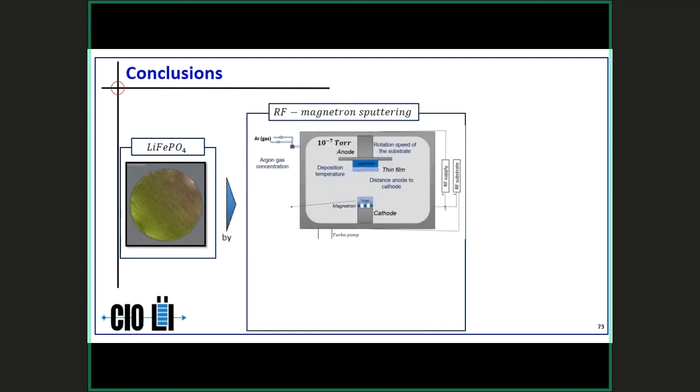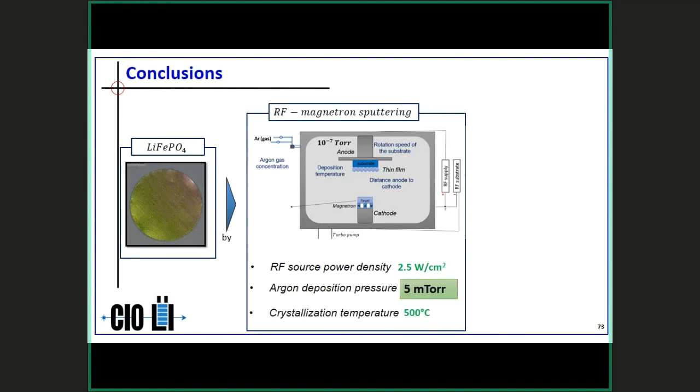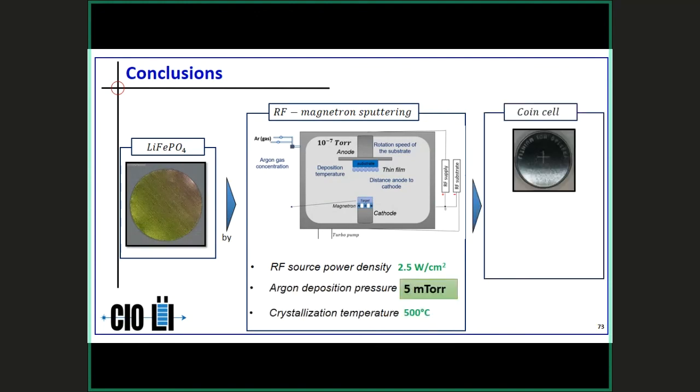Conclusion: in this short work, we produced lithium iron phosphate by radio frequency magnetron sputtering. We used these parameters: 2.5 watts per square centimeter, the smaller deposition pressure, and a high crystallization temperature of 500 degrees Celsius, and we obtained this kind of battery cells, and they show a stable performance. Thanks for your attention.